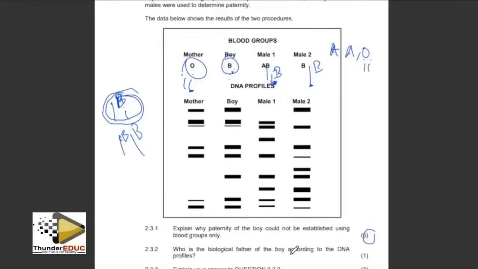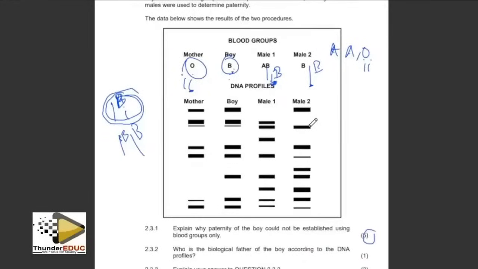Who is the biological father of the boy using the DNA profile? Now you have to check and see. You will see that it is this and this. You see that is male 2. Give a reason: it is because the remaining bands of the DNA profile match with the male. The remaining ones must match. If there is one which is not matching, then automatically it's not the father. Might be a relative, but might not be the father.